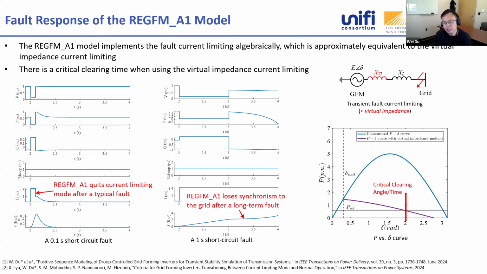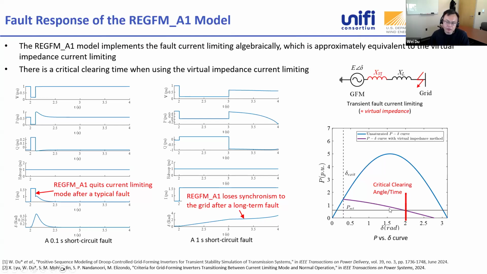For this REGFM-A1 model, we have a very simple transient current limiting function, which is approximately equivalent to a virtual impedance. That means during a short circuit fault, we insert a very large virtual reactance to limit the current. This approach is pretty simple and widely reported in the literature. It works pretty well for typical short faults that are quickly cleared by protection devices, like a 6-cycle fault or a 0.1-cycle fault. During the fault, we can see the inverter stays at its maximum current limit, and after the fault is cleared, it quickly goes back to stable and doesn't have any issues.